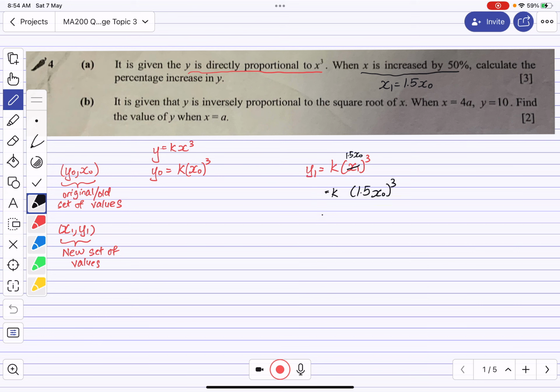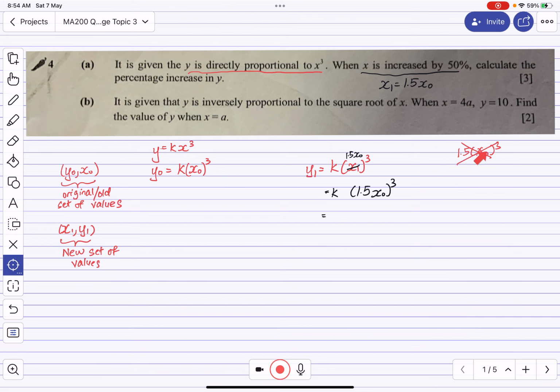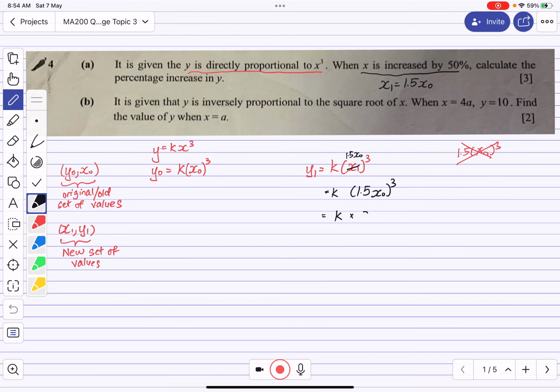Because we are also cubing the 1.5 here, just take note. A common mistake is that a lot of people will put 1.5 of x naught cubed, and this one is wrong. Remember that the 1.5 is also inside the bracket. So from here, this is k multiplied by 3.375, because I'm taking 1.5 cubed multiplied by x naught cubed. That is my new y1.